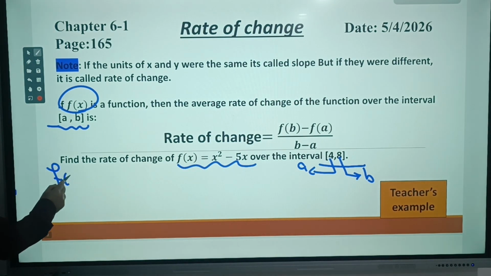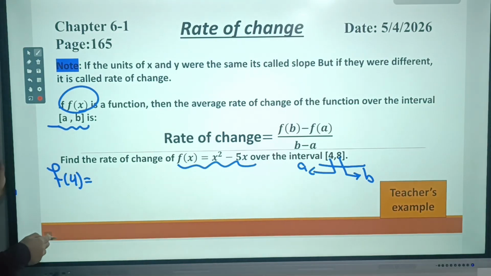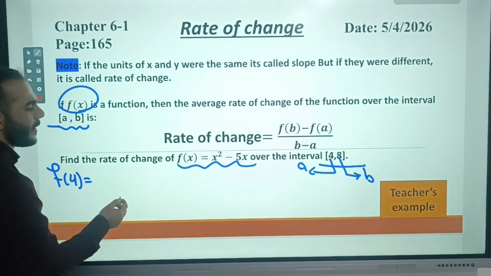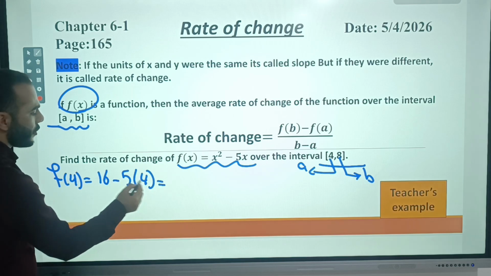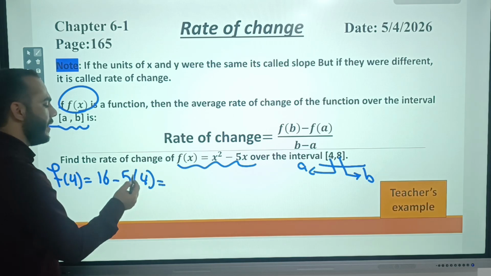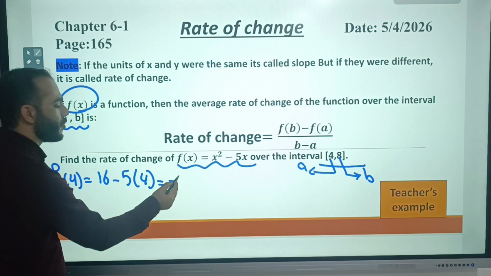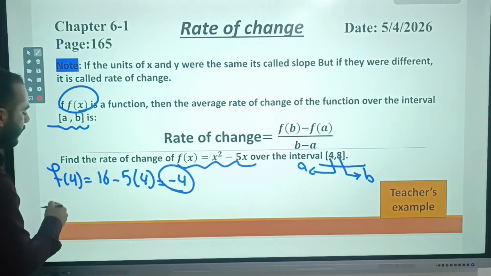So f of 4, we need to substitute it here. 4 squared, 16, minus 5 times 4. So 16 minus 5 times 4 is 20. 16 minus 20 equals negative 4. That is the value of f of 4.